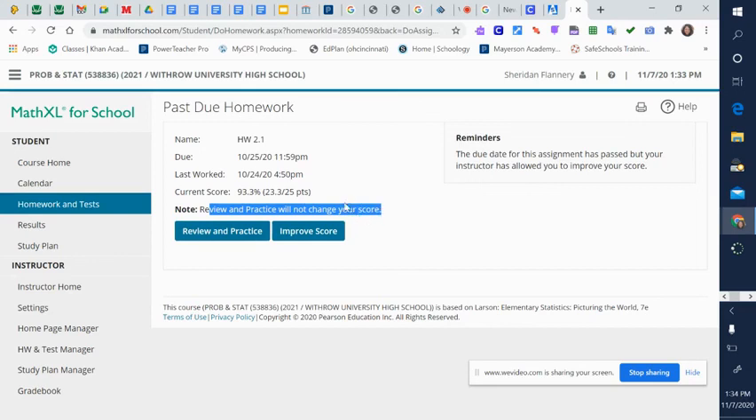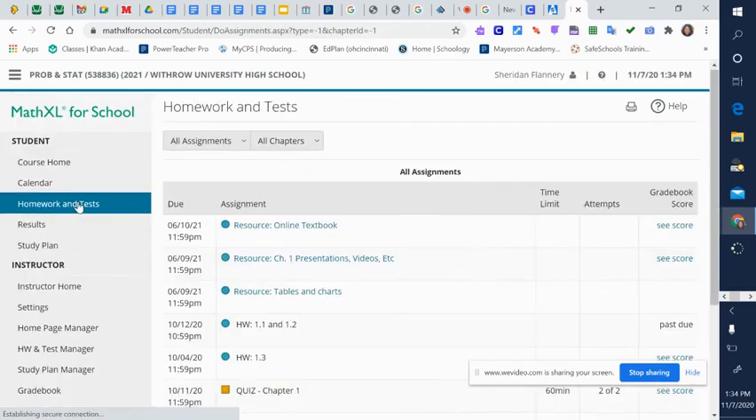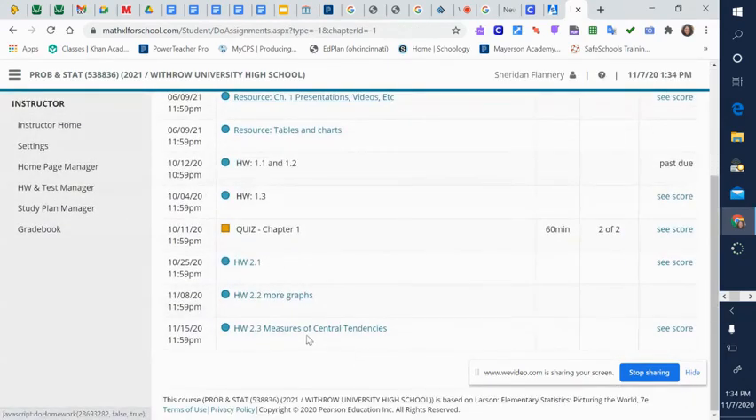And then if you do an old one, make sure you tell me so that once you improve your score, you have to tell me that you did it so I can go back into our school grade book and add the change there. Otherwise, if it's an old one, I won't know that you did it and I won't be looking for the old one.